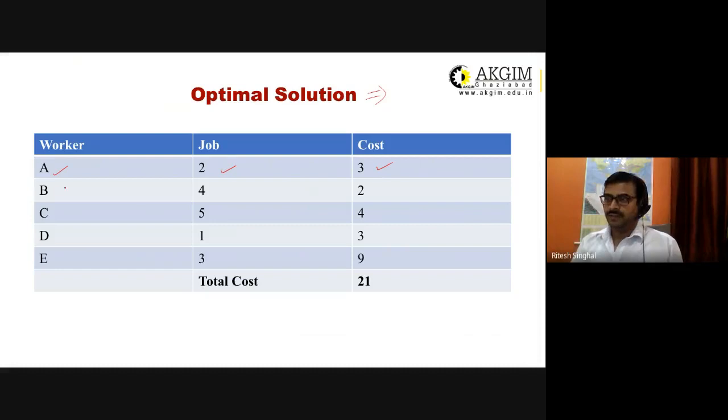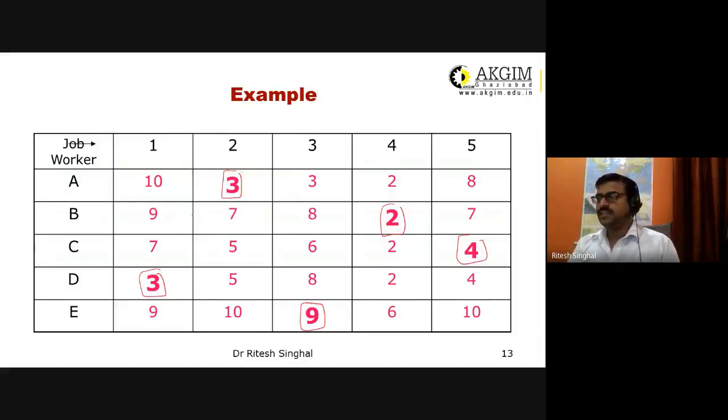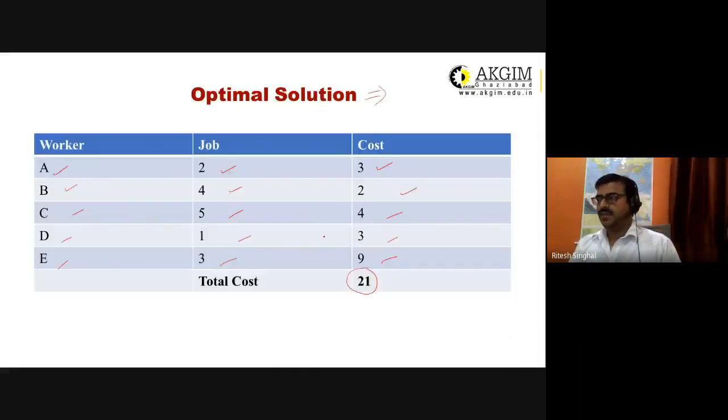Cost involved is 3. Person B, job 4, cost 2. Person C, job 5, cost 4. Person D, job 1, cost 3. And person E, job 3, cost 9. And the total cost involved is 21. Total cost involved is 21. So using this particular method, for 5 jobs, you can see this is the allocation. And obviously we have reached the optimal solution of this particular problem.